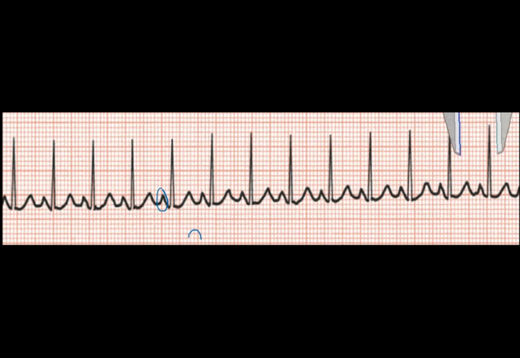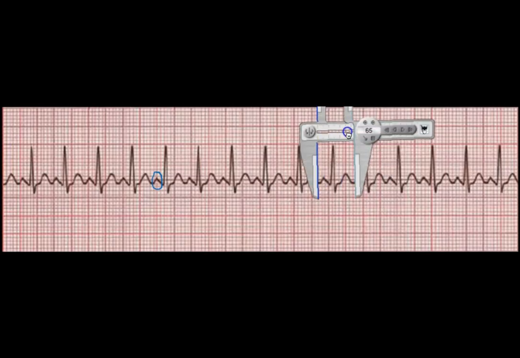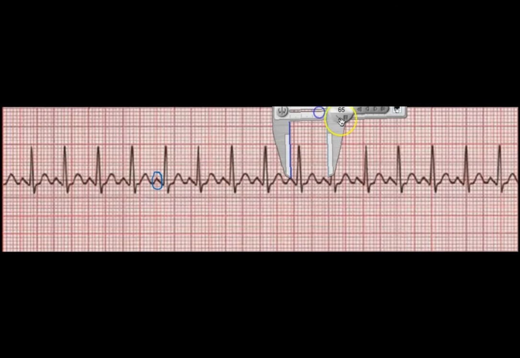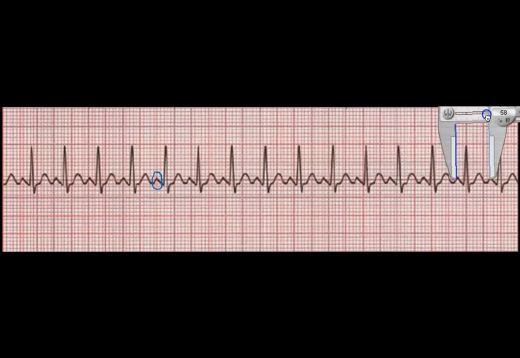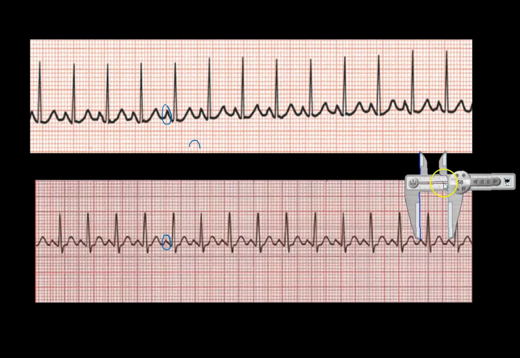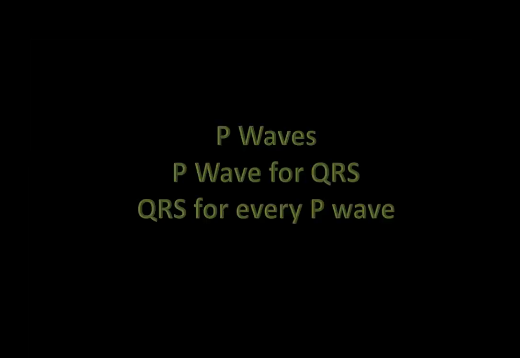Now, we have those. So let's come down here and take a look at these P waves as well. Readjust our calipers. Again, we're just looking to see whether or not these things are regular or irregular. And they appear to be regular. Okay? So, we have P waves. We found that the P waves are regular. And that's as much as we have achieved thus far. And we'll go into the next rule.